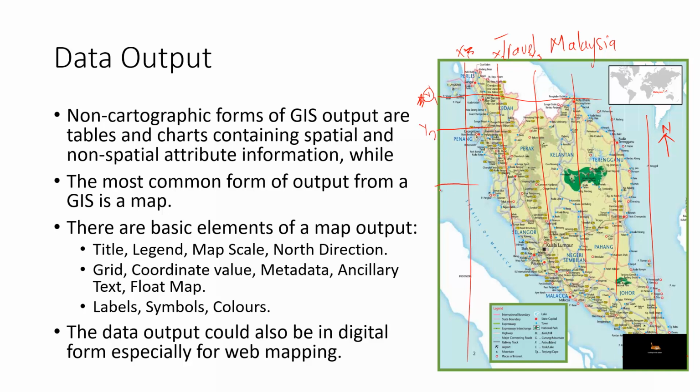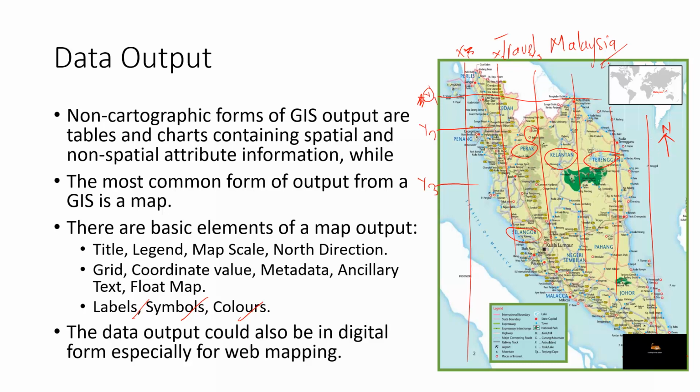y1, y2, y3, and so on. Okay. And the third one is the crucial one, which is the labels, symbols, and colors. The labels, let's say this state name, Perak, Kelantan, Terengganu, Selangor, right? The symbols here, the red dots right here, if you can see, the red dots, what does that mean? And the colors. The colors should be aesthetic.